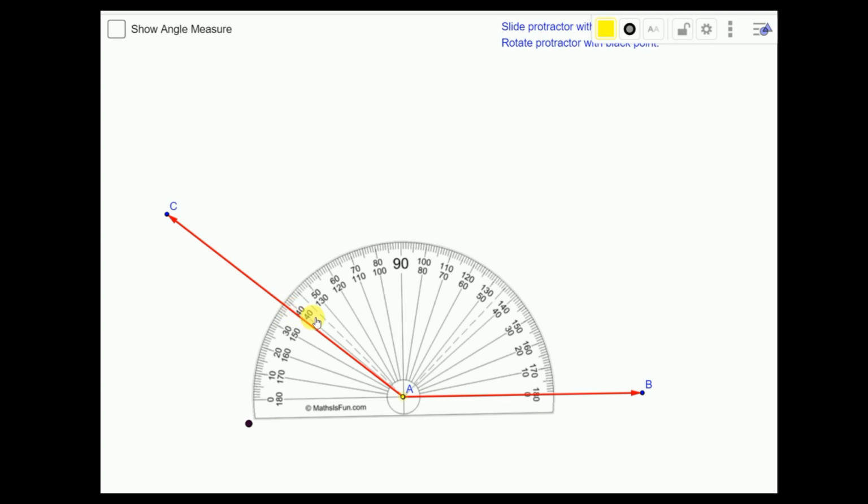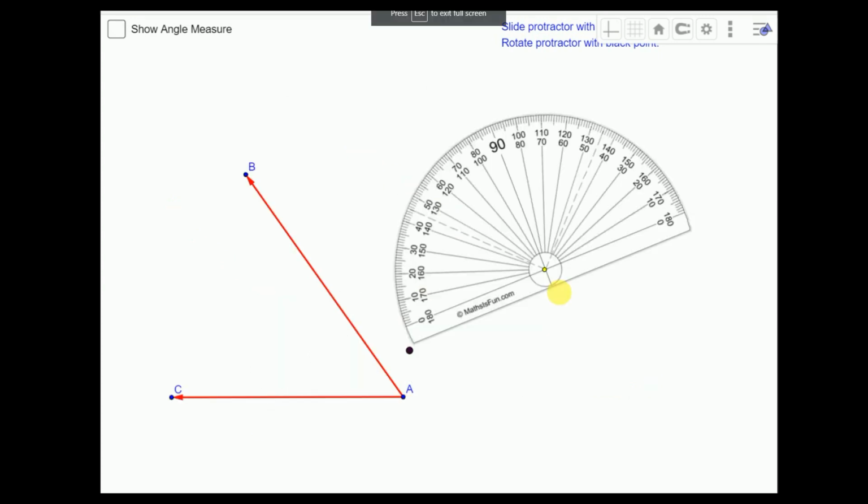So here, is it in fact 42 or 142? Since I'm following this set of numbers, I notice that the measurement of this angle is in fact not 42 degrees, it's 142 degrees. 141, 2. And this angle is equal to 142 degrees. It's an obtuse angle.